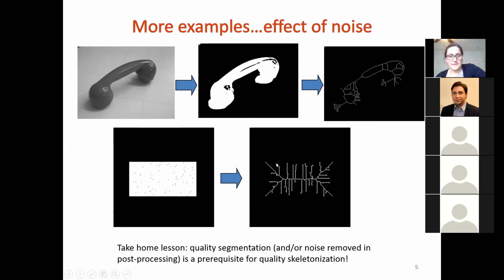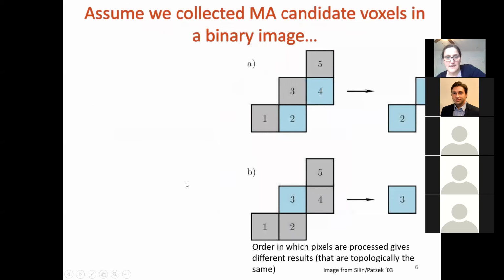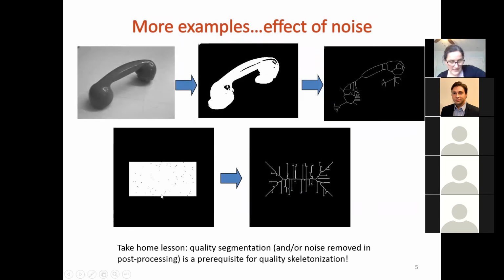If I threw salt and pepper noise into my image, then all of these medial axis lines will try to go around and in between these speckles, right? So if I had issues in my segmentation and a very noisy image to begin with, that would result in expected issues in my medial axis. So the take-home lesson on almost all of these morphological operations on segmented images is that quality segmentation or removal of the noise, something that is not physical, is very important.